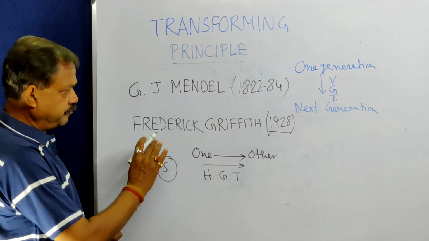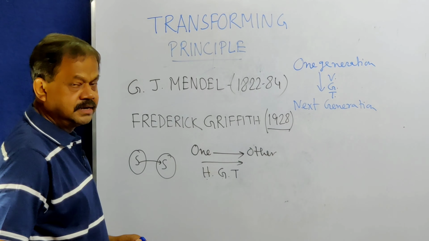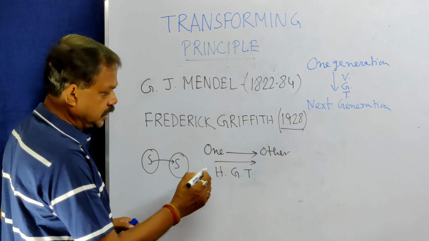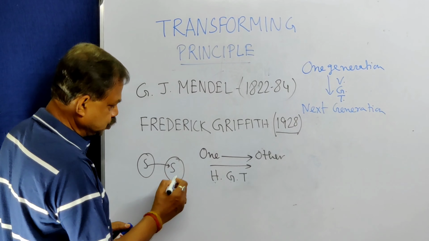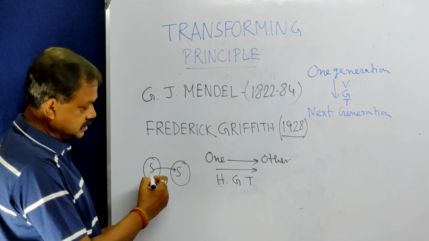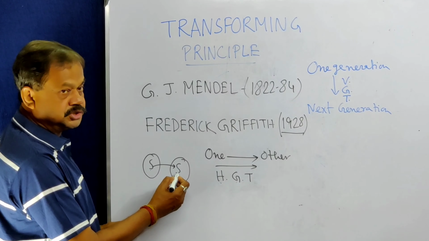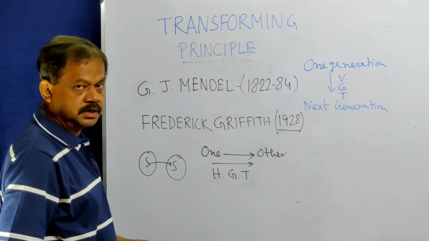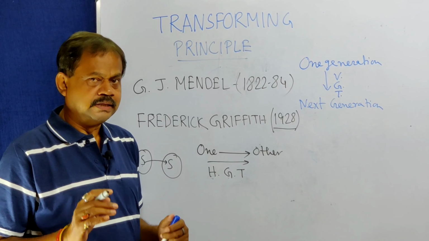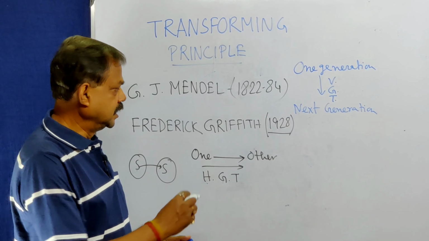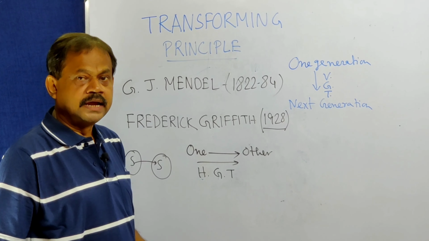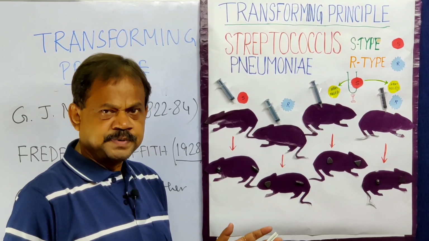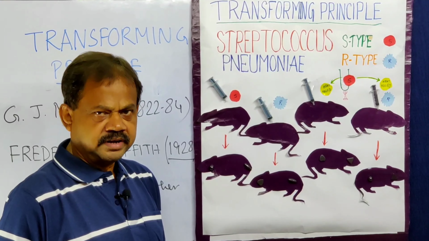Again I am telling you, Frederick Griffith in the year 1928 performed an experiment on mice and he proved horizontal gene transfer, so the gene of one cell changes the characteristics of the gene of another cell in the same generation. That is called transforming principle. So today I am going to show what experiment was done by Frederick Griffith in the year 1928.